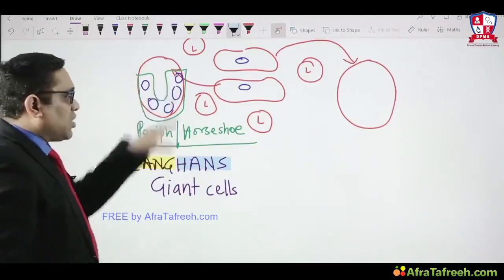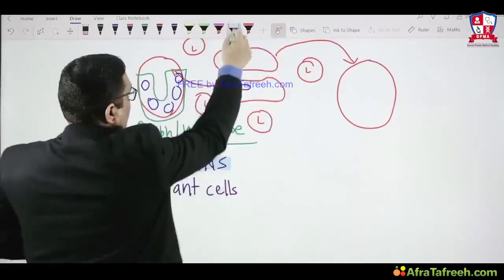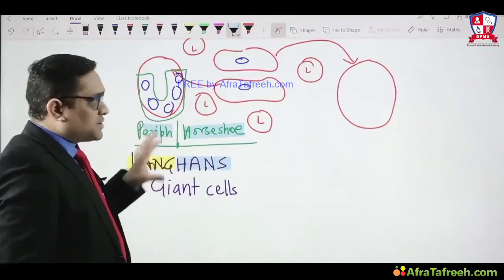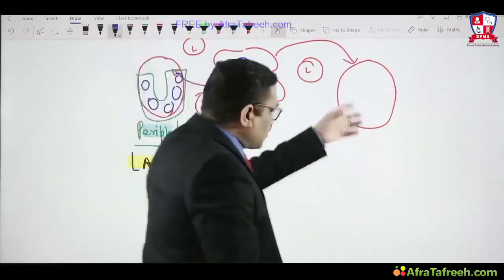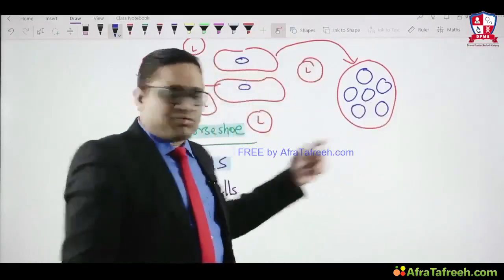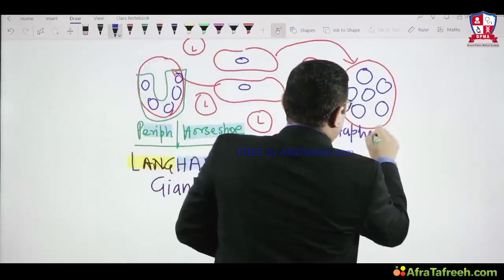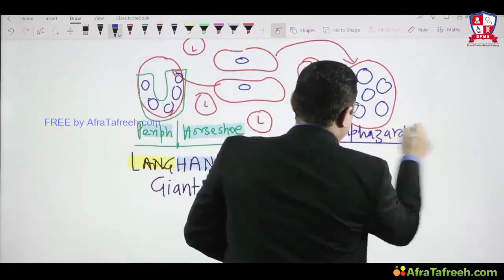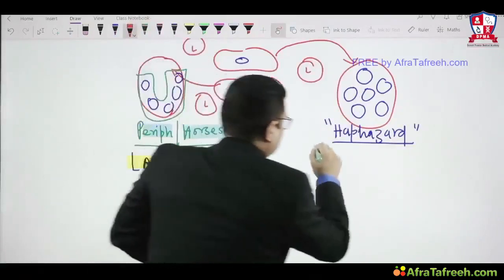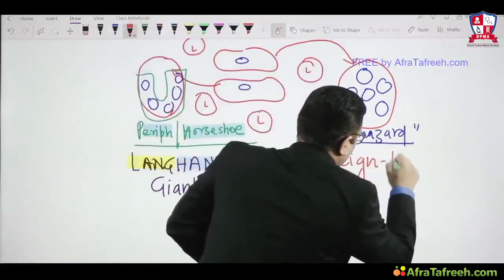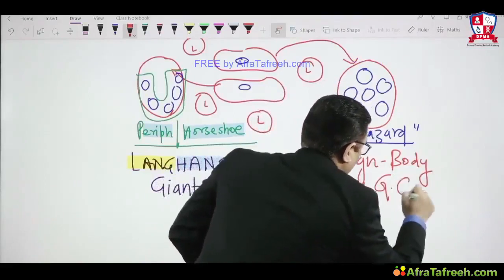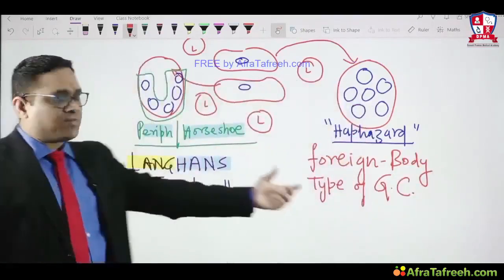So we have seen that a peripheral or horseshoe-shaped arrangement of nuclei is called a Langerhans giant cell. This is one type of multinucleated giant cell. In the second type, the number of nuclei is more, and that is why they have a haphazard arrangement of the nuclei. Because of this haphazard arrangement, they are different from the Langerhans giant cell, and their name is foreign body giant cell. So these are two types of giant cell: Langerhans giant cell and foreign body type of giant cell.